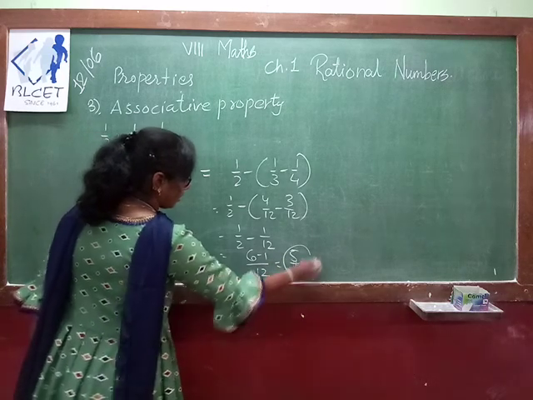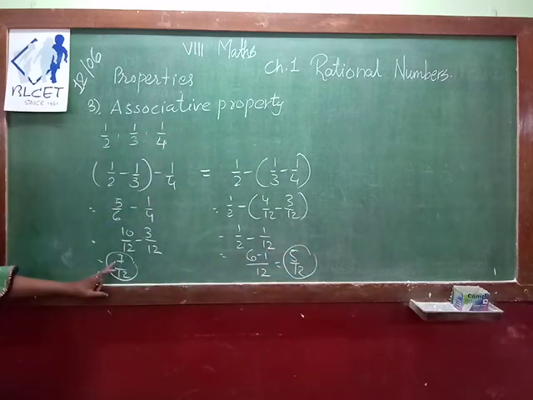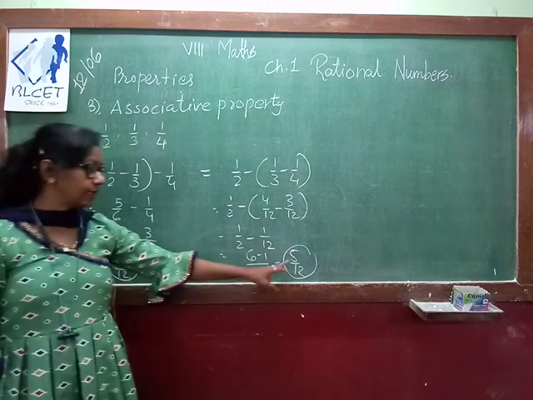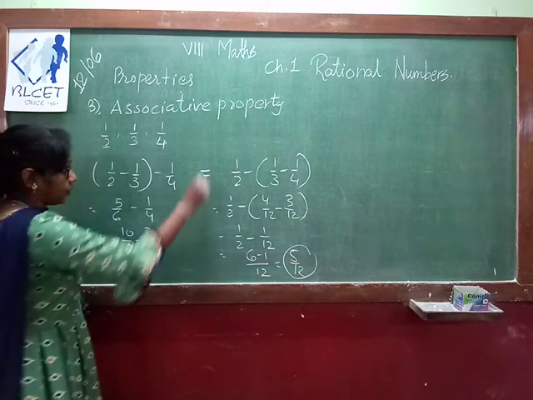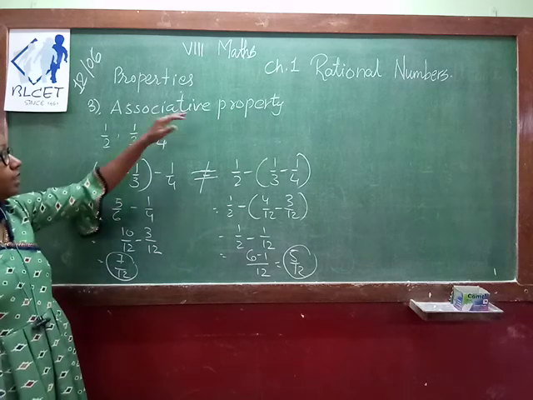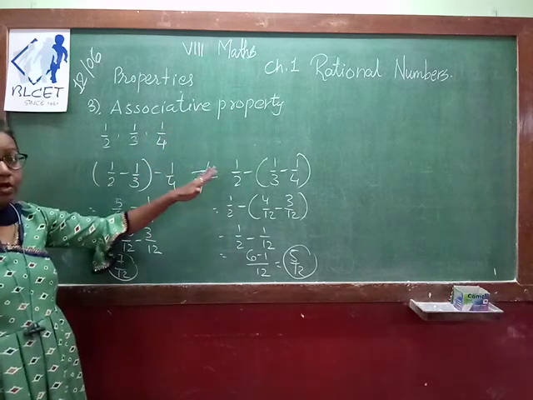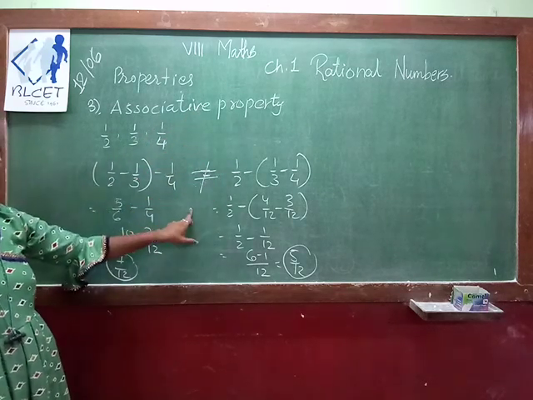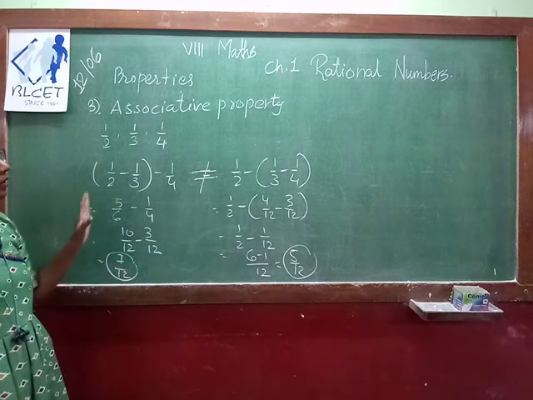So what is the answer? 5/12. So here you are getting the answer 7/12. Here you are getting the answer 5/12. Means these two answers are not the same. So what can we say? Associative property does not hold under subtraction of rational numbers.